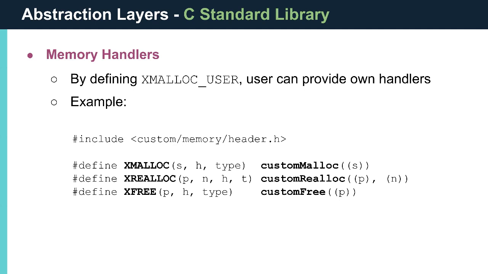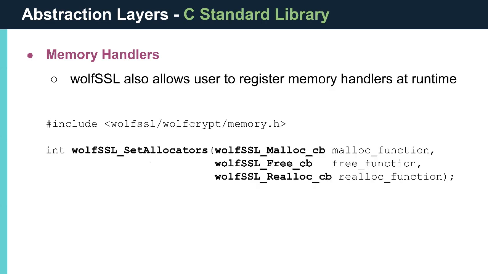And we have customers that do this if they have different memory functions, or they want to use different memory pools. Sometimes they even just want to handle their own static memory pool underneath our calls to XMALLOC and XFREE. If you don't want to do that at compile time, you can also register memory handlers at runtime by calling wolfSSL_SetAllocators. That just allows you to write a callback that will be called for malloc, free, and realloc.